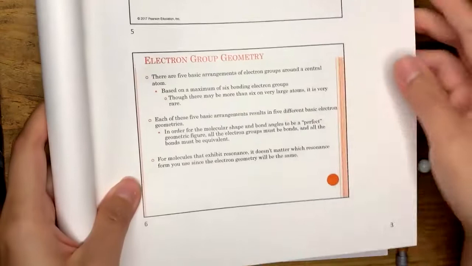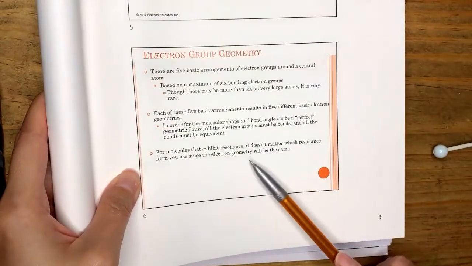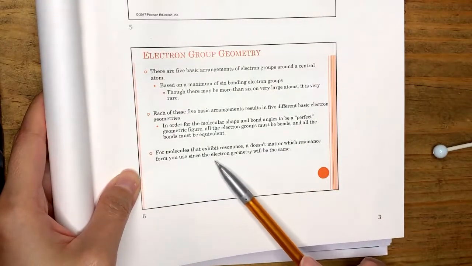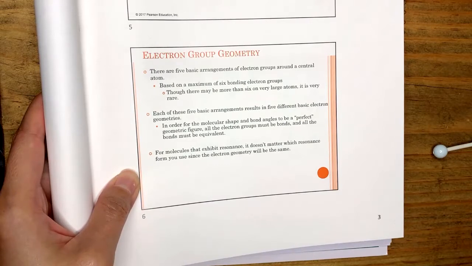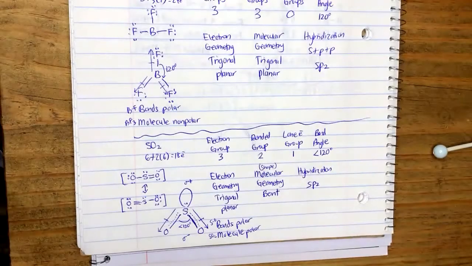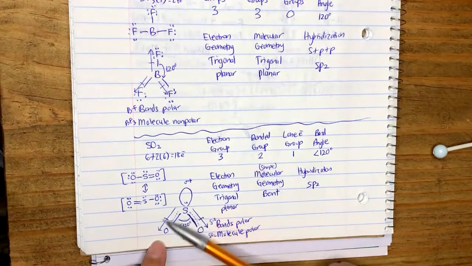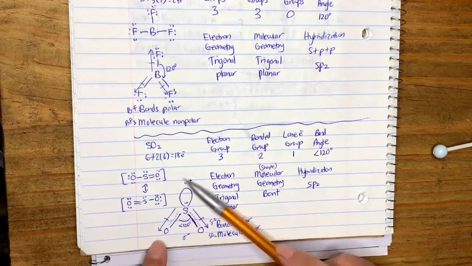okay, it says here, for molecules that exhibit resonance, it doesn't matter which resonance form you use, the electron geometry will be the same. You know why? Because the electron geometry is about the actual molecule shape, and we know that the actual molecule is a hybrid of all the resonance forms. Okay, all the resonance structures. So the molecule is a hybrid of these two forms here. So I tried to draw it out.